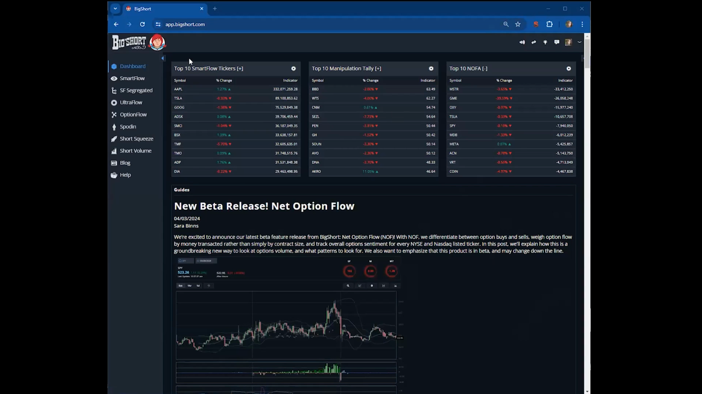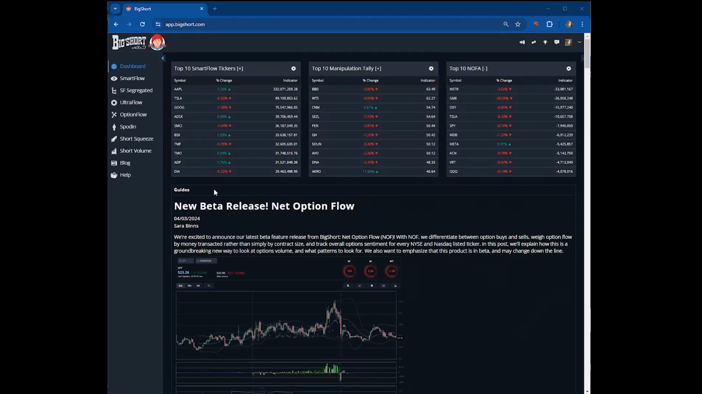So this is the dashboard of BigShort. This is the first thing that you'll see when you log in. And here at the top, we have our top 10 lists. These just show all the top 10 SmartFlow manipulation and Net Option Flow Accumulation tickers for the day. And they do update dynamically as we get new data in.